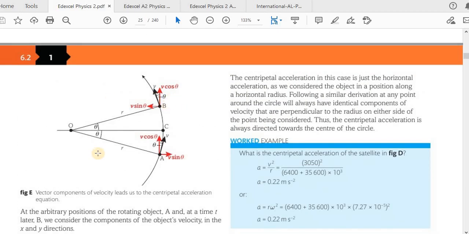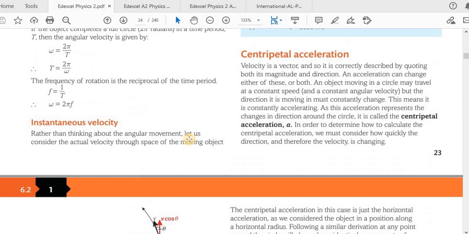Now if you look at this diagram, that is actually showing you how to derive this equation. Velocity is a vector. Vectors have both magnitude and direction.